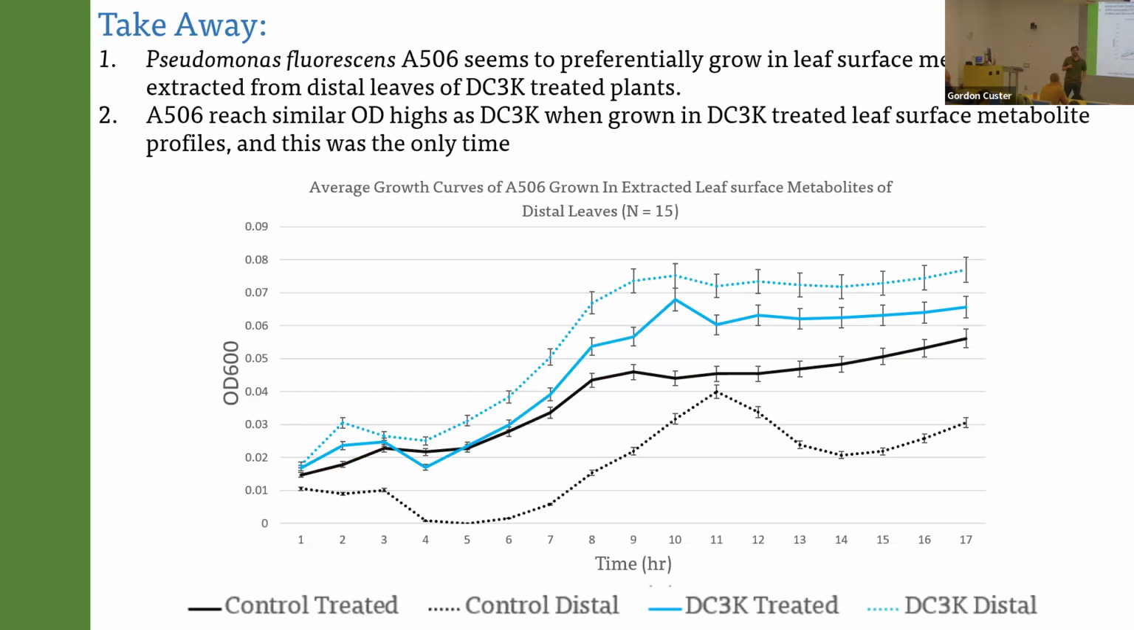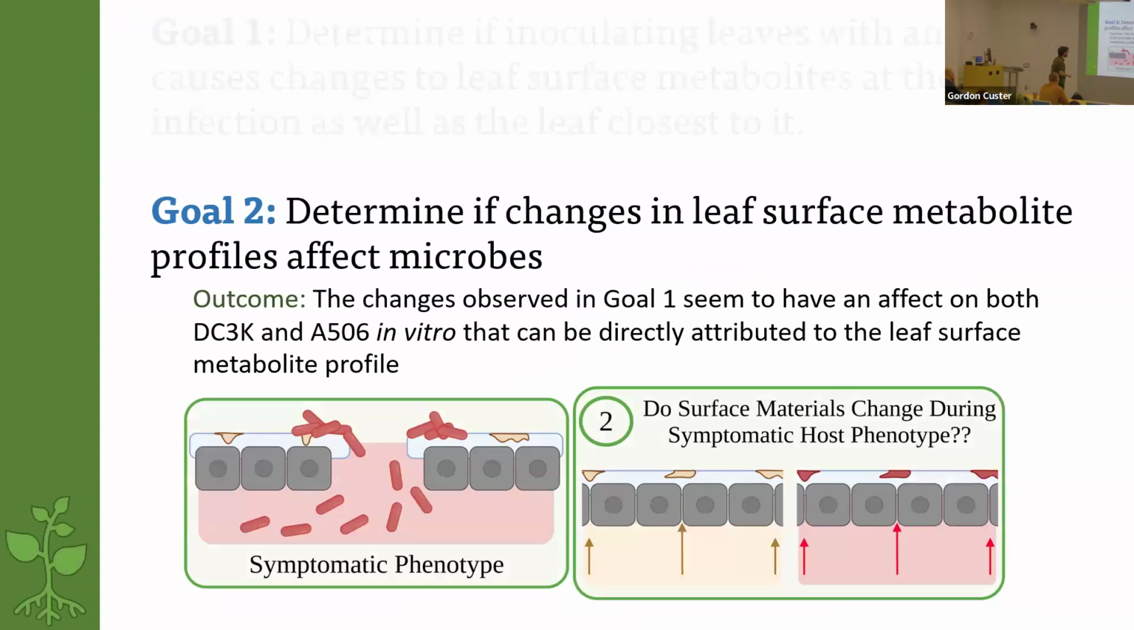And so we did the same thing with A506. And what was also interesting is that we saw that increase too. Same set of treatments: control treated, control distal, the DC3K treated, and then the DC3K distal. So this is growing A506 in these leaf surface metabolite profiles. And what we can see is that DC3K treated and distal seems to improve A506 growth, right? So it seems like the metabolites that are changing at the leaf surface may preferentially aid other organisms that are present.